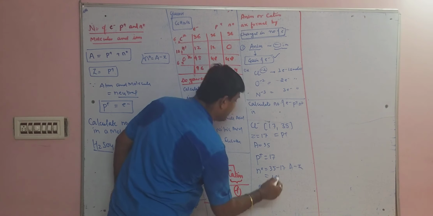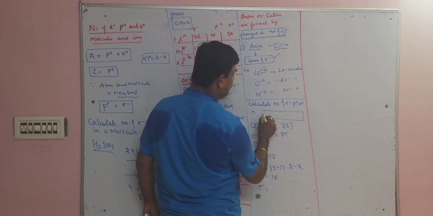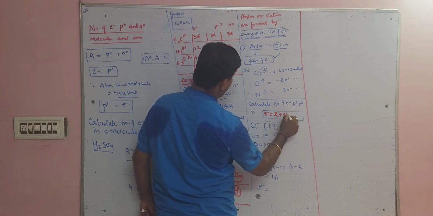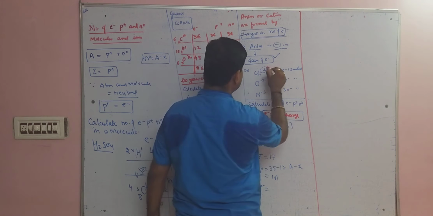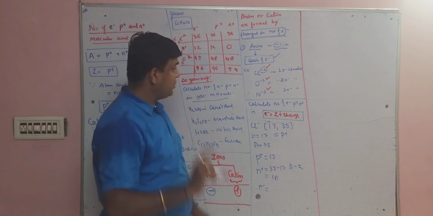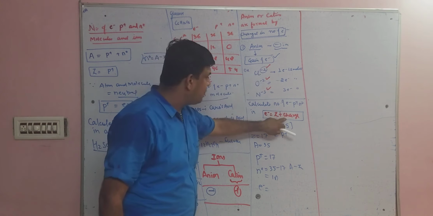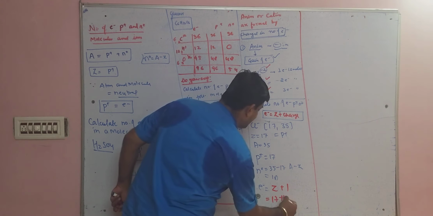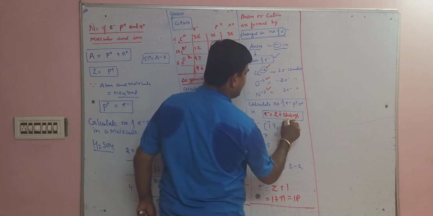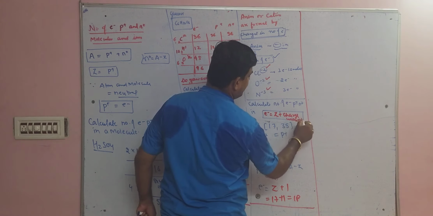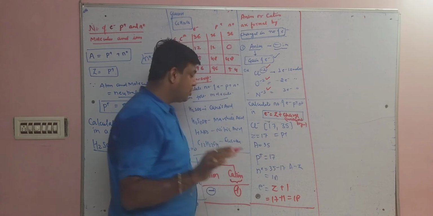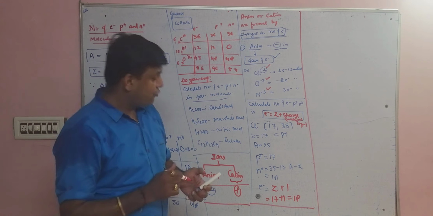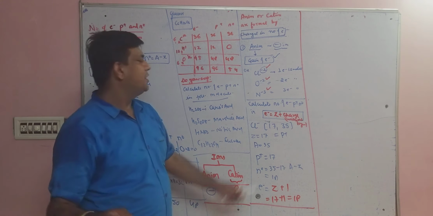Now what about electrons? Remember this point. For any anion, the number of electrons is equal to Z plus charge. The charge is taken without sign. You should not put minus 1 here, it will be wrong. For example, here Z plus 1, that is 17 plus 1, equals 18. Don't put the sign, because if you put the sign, then minus 1 and plus becomes minus again and your answer is 16. No, it's wrong. You have to put only the magnitude of the charge.